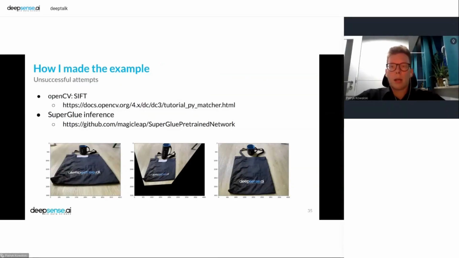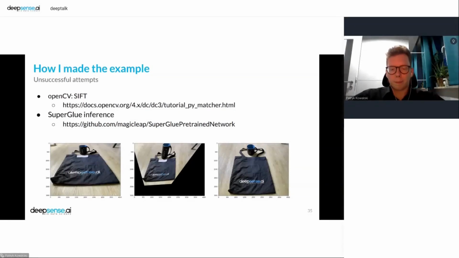Okay, so we're nearing the end. I'll just tell you how I made the example, and we'll be done. As I said, answering the question, I tried SIFT first, and I tried SuperGlue first, and the results looked something like this. I couldn't really use the perspective straight from the top because it was too far away. I had to compromise and get a smaller angle, and still the result didn't look very good.